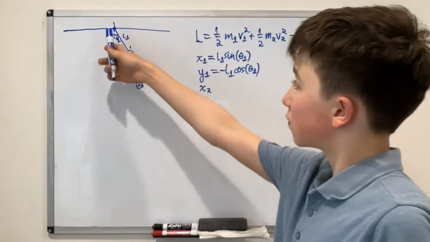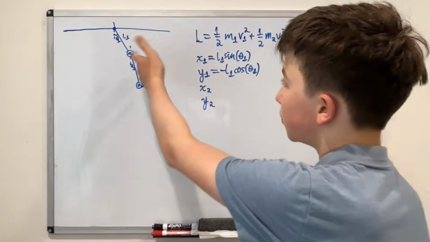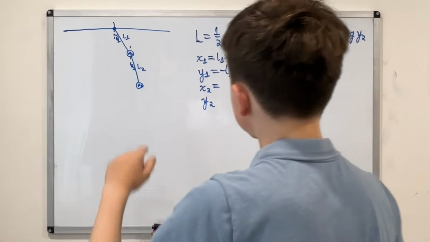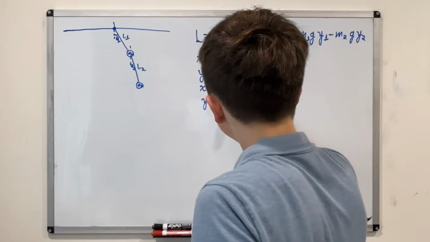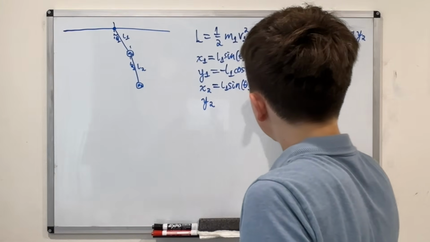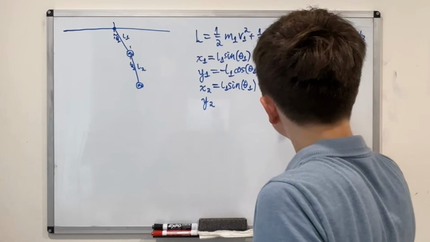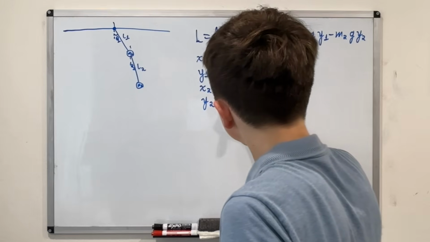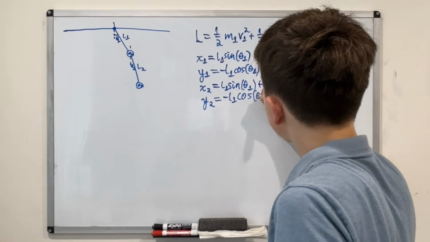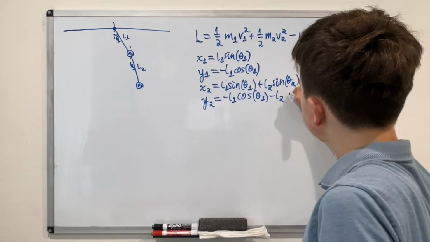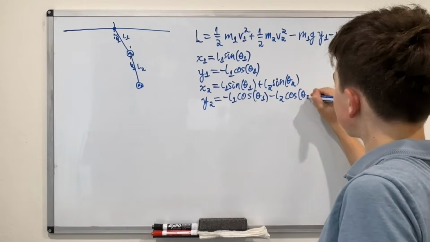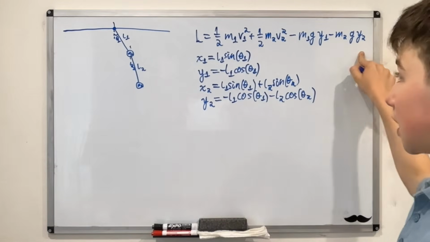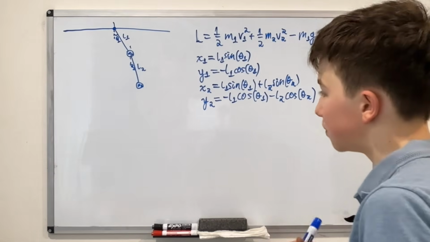And that is negative, of course, because again, the origin is here, so all the bobs are currently below the origin. And then for x2, we add L1 sine theta 1 to L2 sine theta 2. And that is our x-coordinate. And then the y-coordinate, similarly, is going to be negative L1 cosine theta 1 minus L2 cosine theta 2. Okay, so that takes care of these coordinates. However, to find the velocities, we still need to do a bit more work.